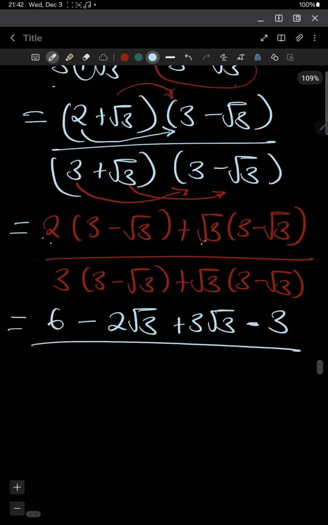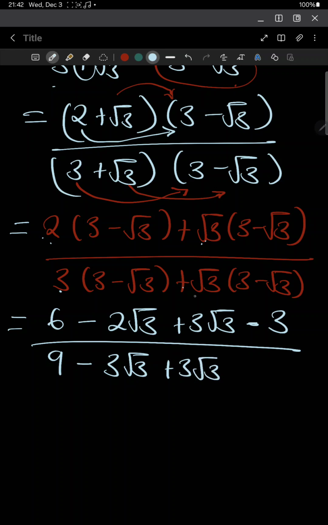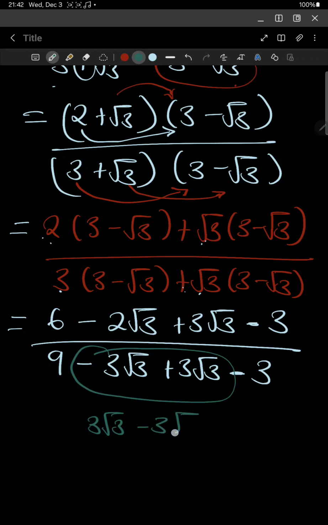After that, you can also evaluate on the denominator. We say 3 times 3, it is 9. 3 times square root of 3, it is 3 square root of 3. Positive times positive gives 3 square root of 3. Here positive times negative is negative, square root of 3 times square root of 3 is 3. So if you observe carefully, this is 0. Same as square root of 3 minus 3 square root of 3, which will give us what? 0.